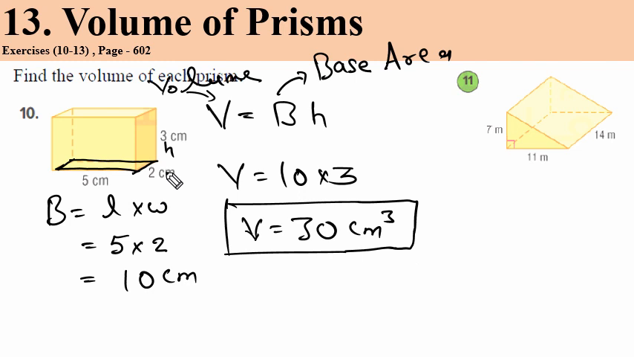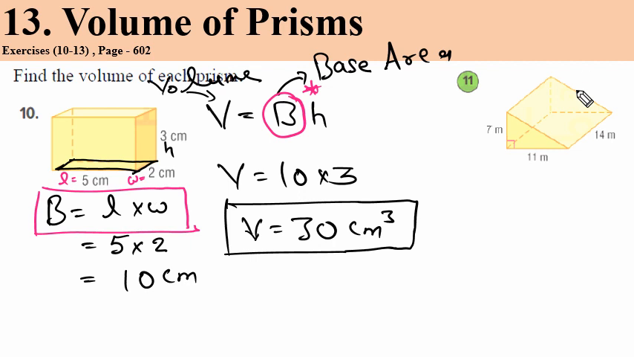Okay, so the main thing here is you need to look at the base area. That's the main thing. This capital B, you need to find this if it is not given. So this is very important. That's the only difference in each question. So here when the base is a rectangle, the base area is length multiply width. The length is 5, width is 2, right?